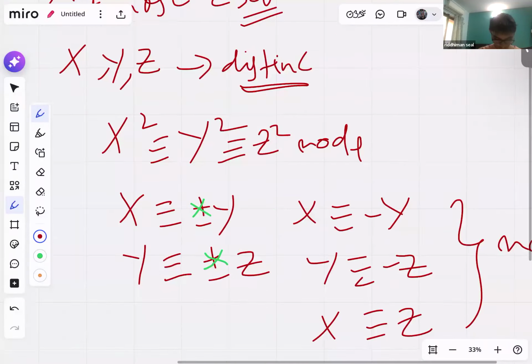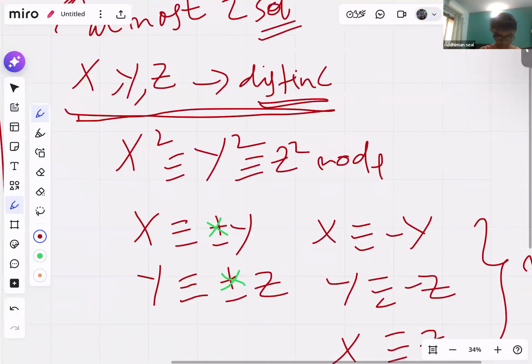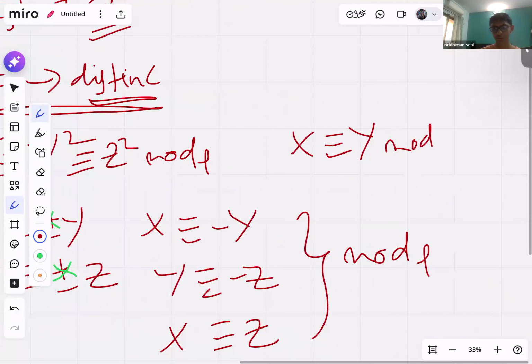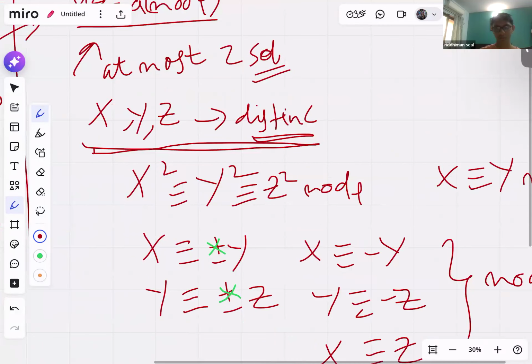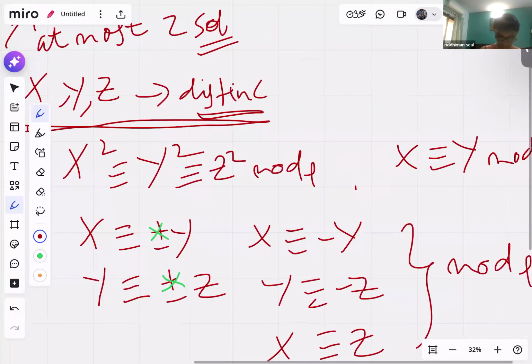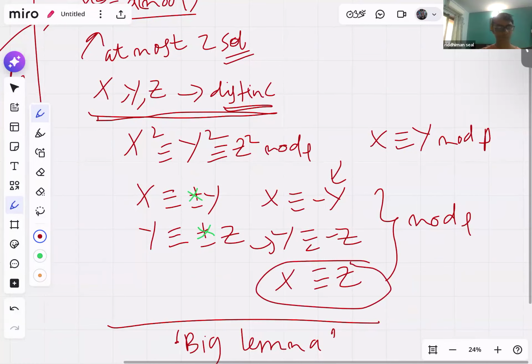Oh, okay. Yeah, we are looking at distinct solutions mod p. If all of them are distinct, then x cannot be congruent to y mod p. We want to look at distinct solutions mod p. Does that make sense? So x has to be minus y and y has to be minus z. From there we get that x and z have to be the same, which is contradictory to what we assumed.